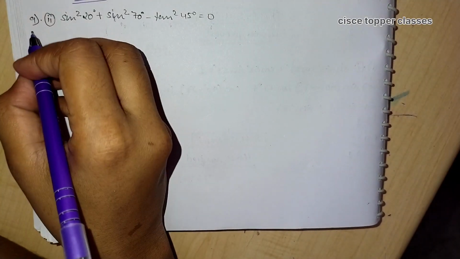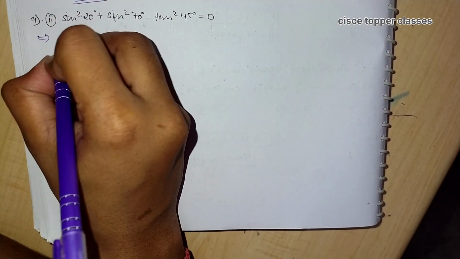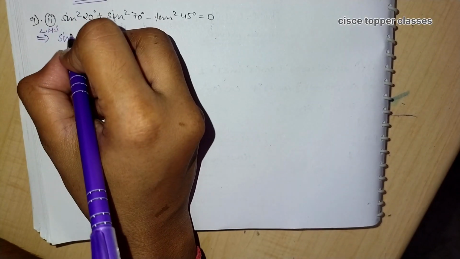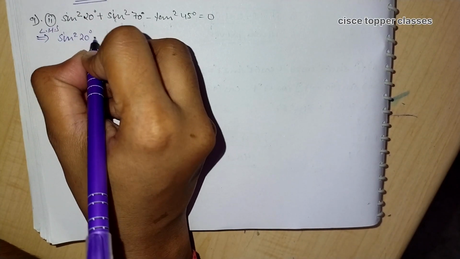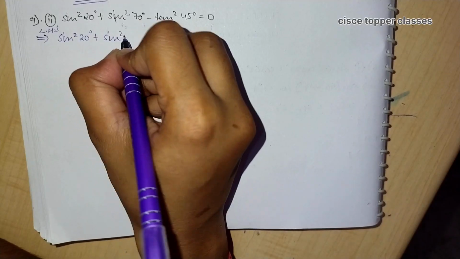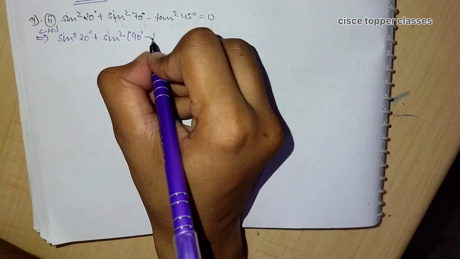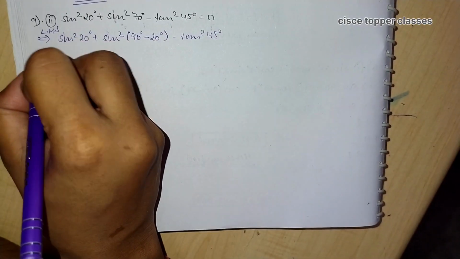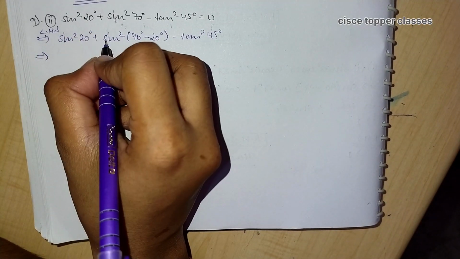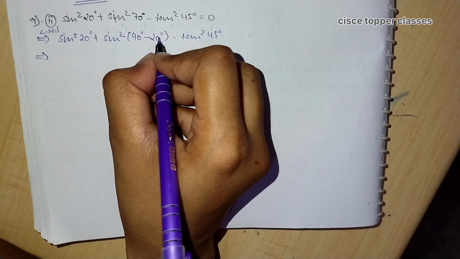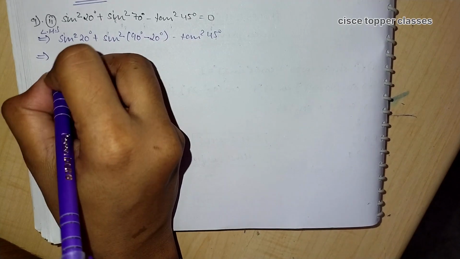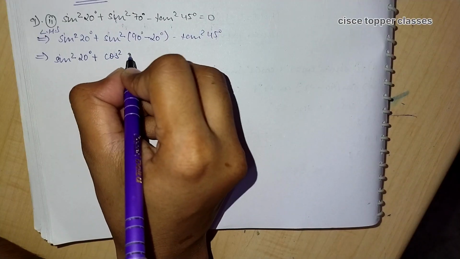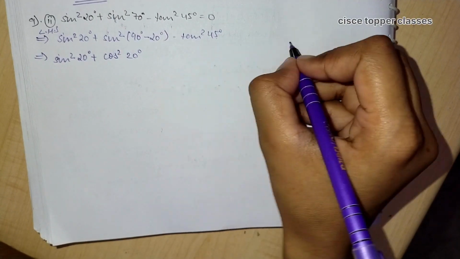Now let us solve your question number 9 second part. Sin square 20 is the LHS part here. We have to prove that this part is equal to 0. So we can write sin square 20 degree plus sin square (90 minus 20) degree minus tan square 45 degree, because sin square 20 degree plus sin square (90 minus 20) is sin square 20 degree plus cos square 20 degree.